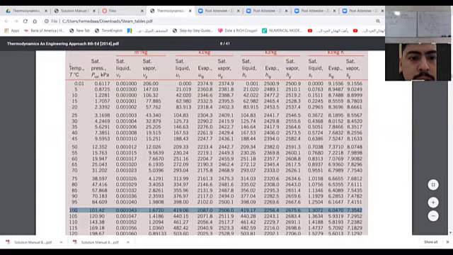VF, UF is this, a specific internal energy. This is called a specific enthalpy. We're going to talk about it right now. So again, we have VF. F means liquid, G means vapor. Remember this forever.